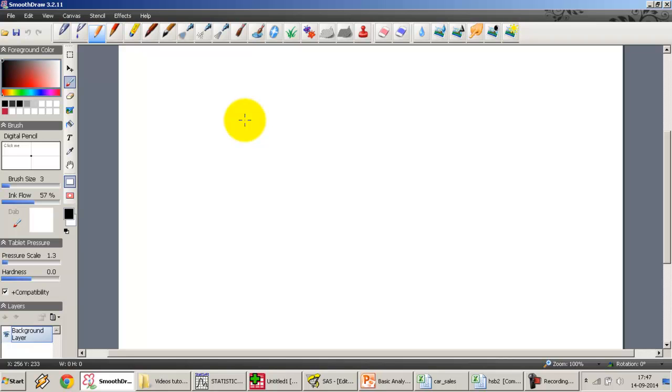So let's draw it out. Pardon my drawing skills, but we'll have to work with it. For example, let this be the x-axis, let this be the y-axis.